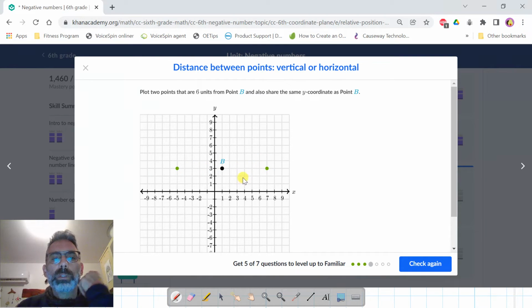All 3 points have a y-coordinate of 3. The B point has an x of 1, this has an x of 7, and this has an x of -5. Okay.